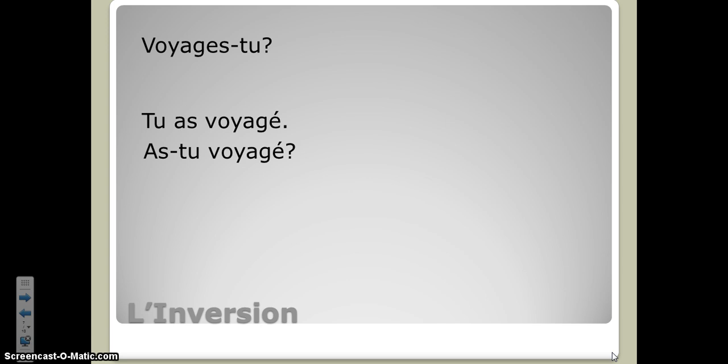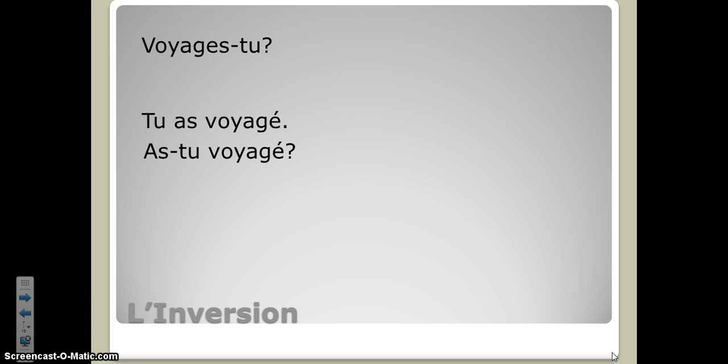So this is also going to be true when we use inversion. Remember, in the present tense, just reviewing inversion, tu voyages would become voyages-tu. So we're switching the subject pronoun with the verb. So when we see the example tu as voyagé, which one of these is the verb? Well, even though they're both working as a unit, the a is still the helping verb. It's still the verb doing all the work. And so that's where we're going to look at using inversion.